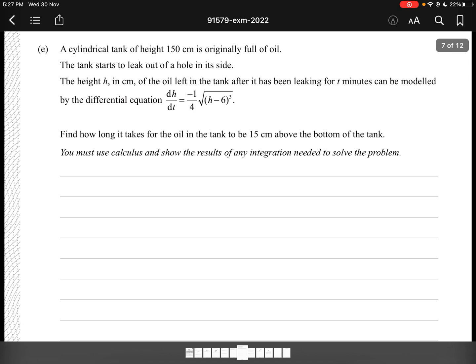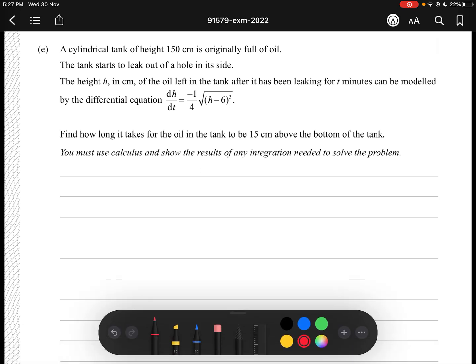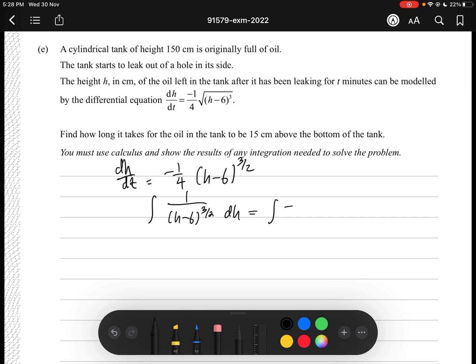So in this case, similarly to question number C, we have another separable differential equation. So we're going to separate the h on one side and the t's on another side, and integrate on both sides to find an explicit formula for h in terms of t. So we can rewrite our equation dh over dt as negative 1/4 of h minus 6 to the power of 3 over 2. And we're going to separate our variables. So we're going to have the integral of 1 over h minus 6 to the power of 3 over 2 dh equals the integral of negative 1/4 dt.